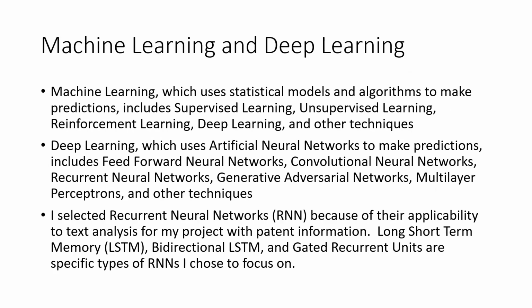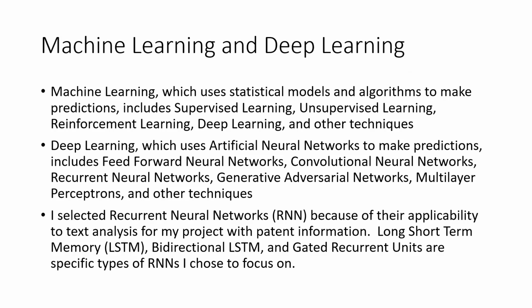All right, so let's take a deeper look at what I'm talking about when I talk about using machine learning and deep learning. So machine learning, which uses statistical models and algorithms to make predictions, includes several different subcategories: supervised learning, unsupervised learning, reinforcement learning, deep learning, which I'm going to be using, and other techniques. Deep learning, which uses artificial neural networks to make predictions, includes things like feed-forward neural networks, convolutional neural networks, recurrent neural networks, generative adversarial networks, multi-layer perceptrons, and other techniques.